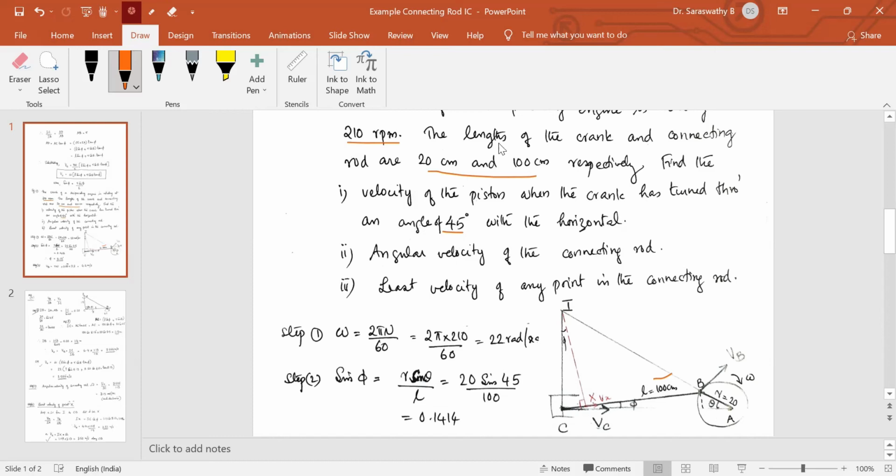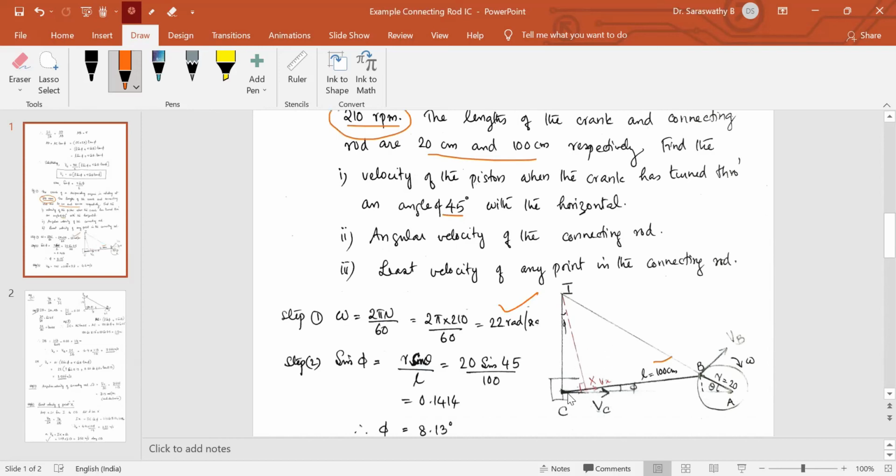From the speed of the crank, 210 rpm, let us find out the angular velocity of the crank. Omega equals 2 pi N by 60. That is the first step. Then I'll mark this horizontal line, that is the extended line of the velocity of the piston. The angle which the connecting rod makes is phi. Sine phi is equal to this opposite side divided by L, that is R sine theta by L.